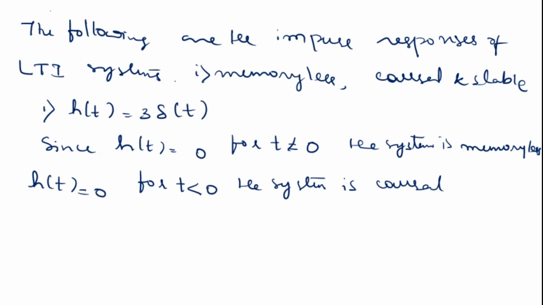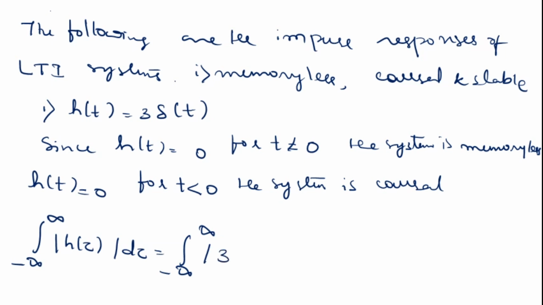And to check stable system, integration from minus infinity to infinity of mod of h of tau d tau is equal to integration from minus infinity to infinity of 3 delta of tau d tau, which is equal to 3, which is less than infinity, hence the system is stable.